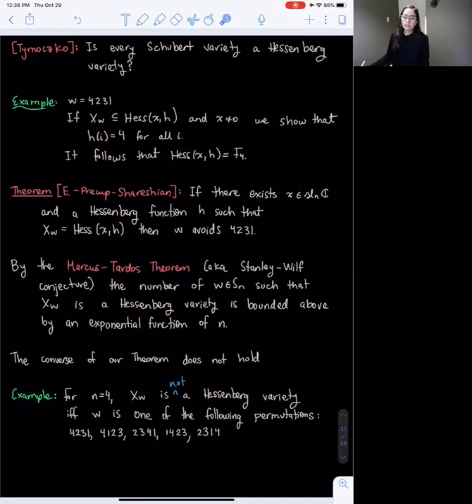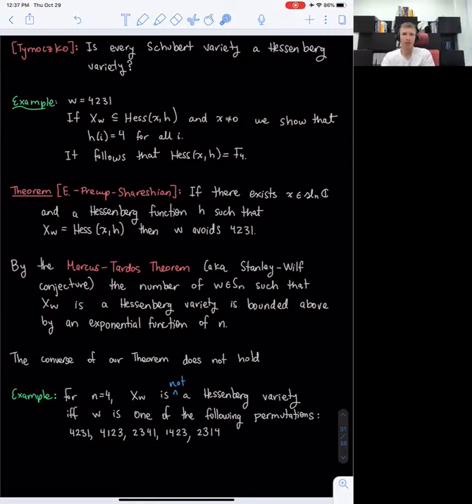Now, we don't have a complete classification for n equals 5, and I would say that we don't believe that pattern avoidance is going to be the way to classify which Schubert varieties are Hessenberg varieties. But it is very nice that we're able to find one pattern for which it doesn't hold, since that already tells us there's no hope.